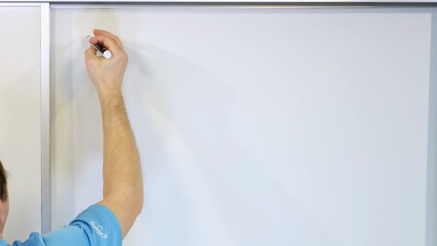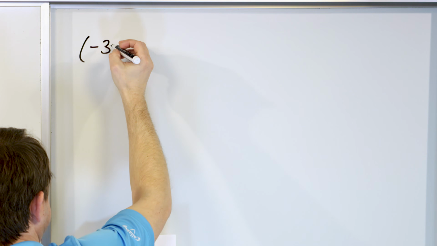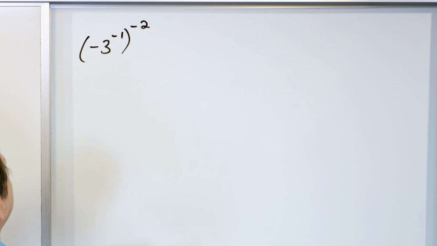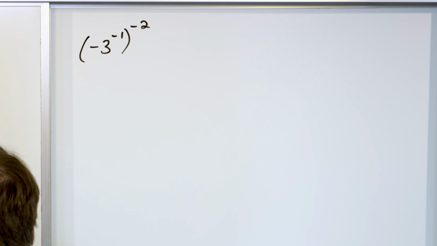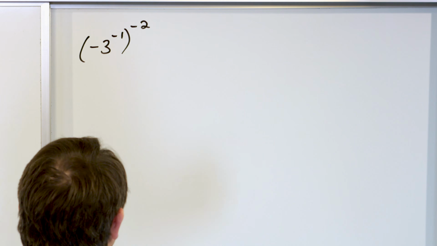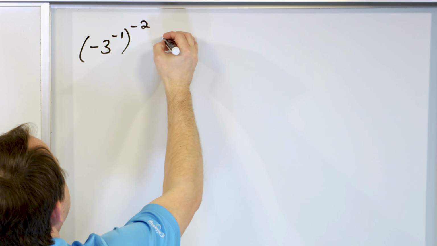All right, let's take another one, slightly more difficult. What if we have negative 3 to the negative 1 power raised to the negative 2 power? I think I'm going to solve this 2 ways, which I didn't actually do in my original notes here, but we're going to do it 2 ways because I think it's important for you to see that all of the rules work. The first way we're going to do is we're going to focus on the inside.